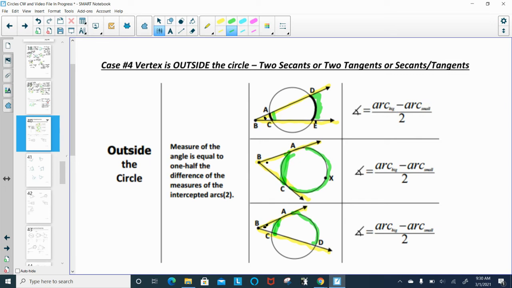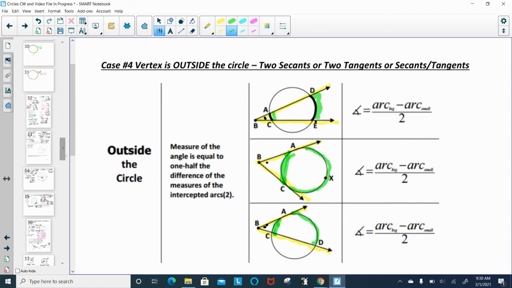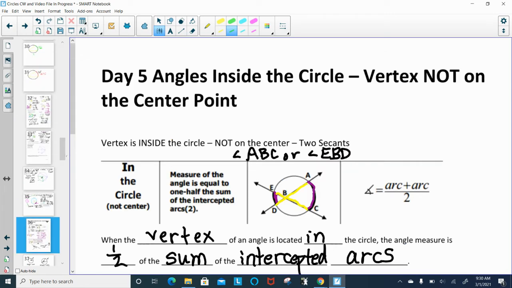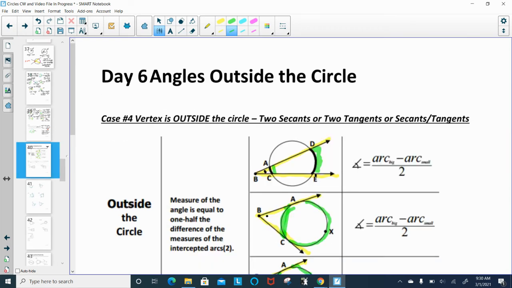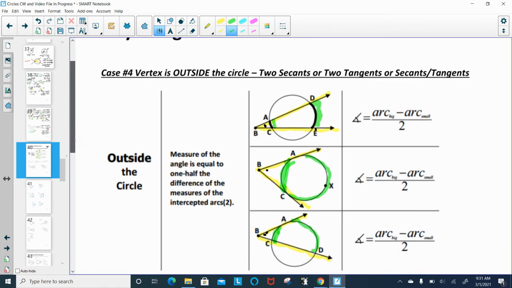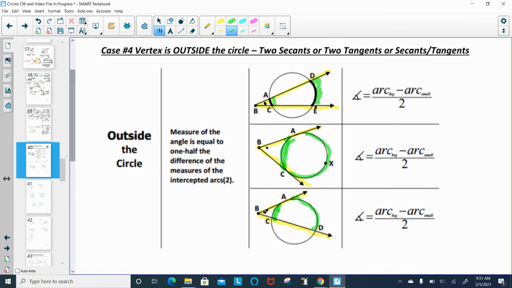And if you remember back to day 5, I'm going to scroll back here just a little bit. Remember, we were adding the arcs and dividing by 2. But now the only difference is we're subtracting the arcs. And we just want to make sure that when we subtract the arcs, we do the big arc minus the small arc, because we don't want to get a negative number.